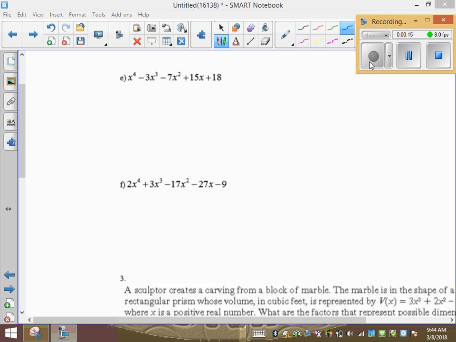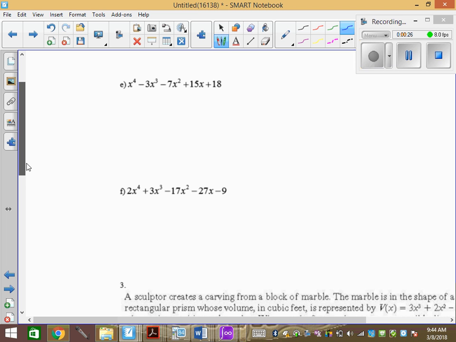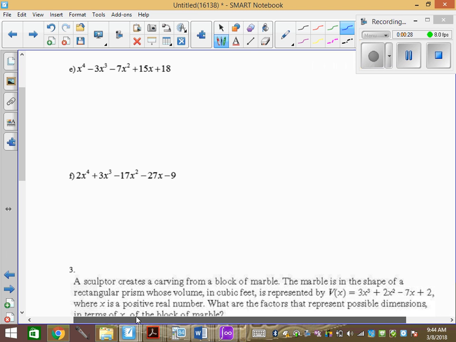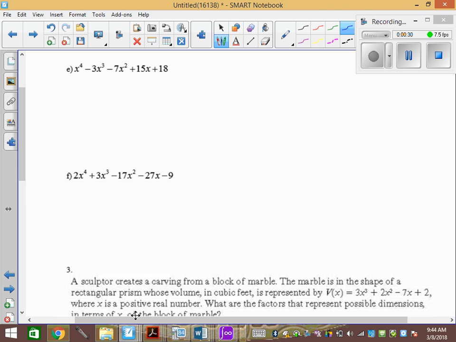18 and 1, 6 and 3, plus and minuses of all of those, right? It would take us forever. So, yay, we don't have to. So let's try these ones out. Plug it in, plug it in, plug it in. If it's x to the 5, we're just going to have to do an extra synthetic, right? One more.